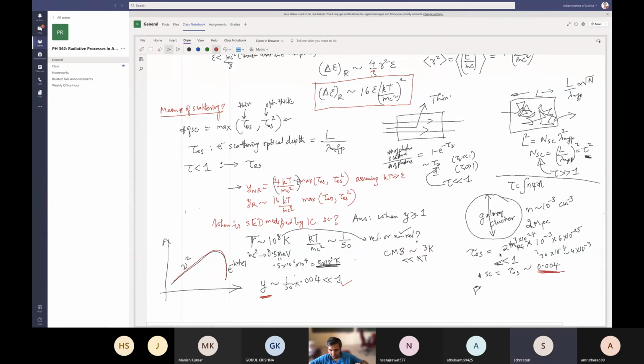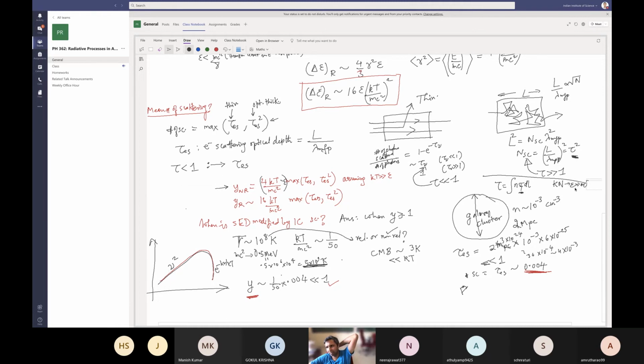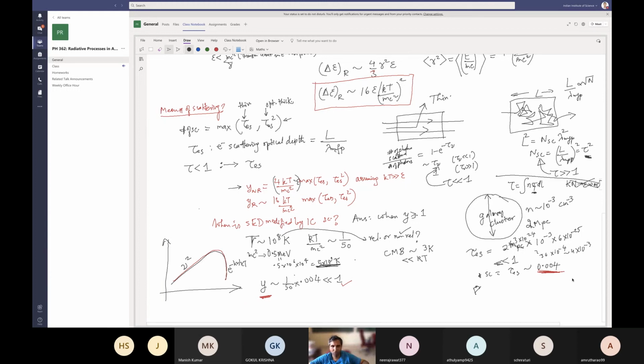Because we have calculated n sigma d. We have actually calculated tau, and we have assumed the Thomson scattering cross section. That's a good assumption, right? If you remember, there is something called Klein-Nishina suppression, but that happens only when the photon energy is much greater than mc squared. So we are not in that regime. We just use Thomson scattering and calculate n sigma dl. We get an optical depth which is 0.004.